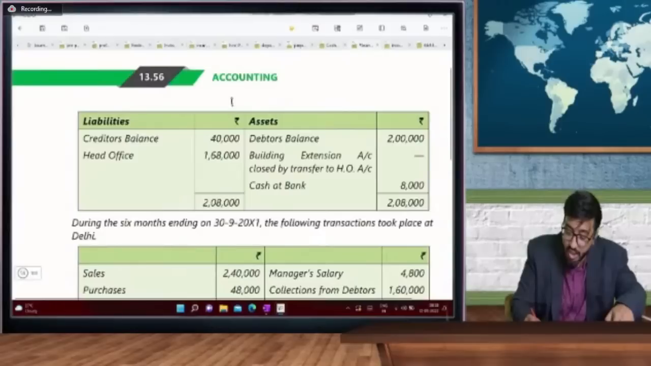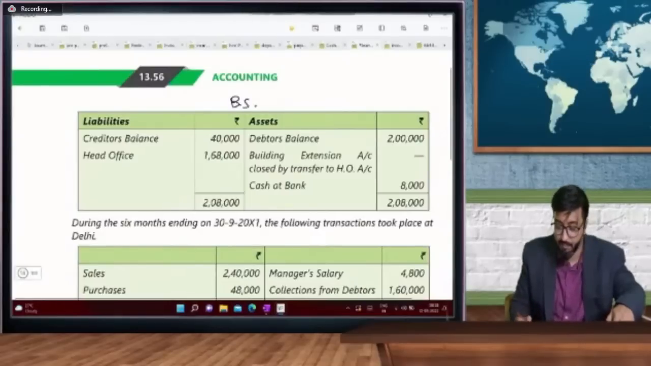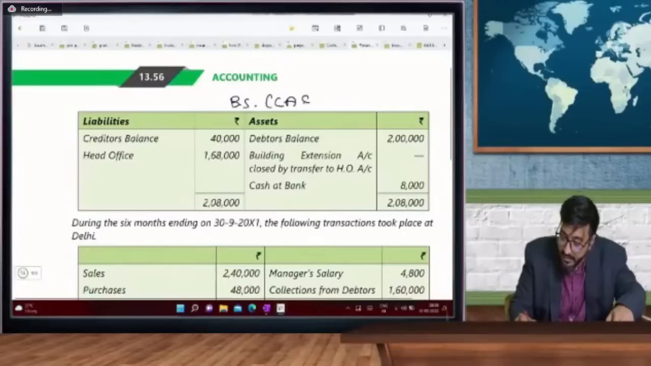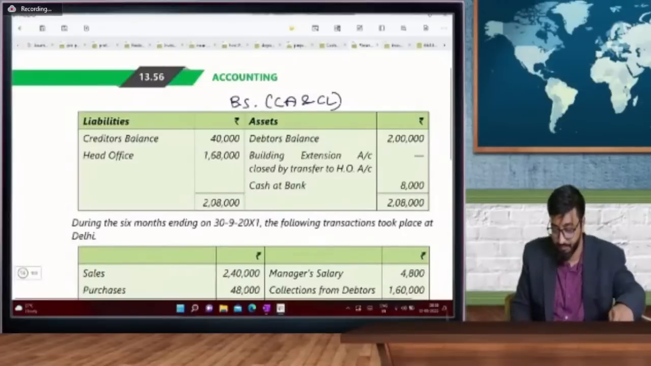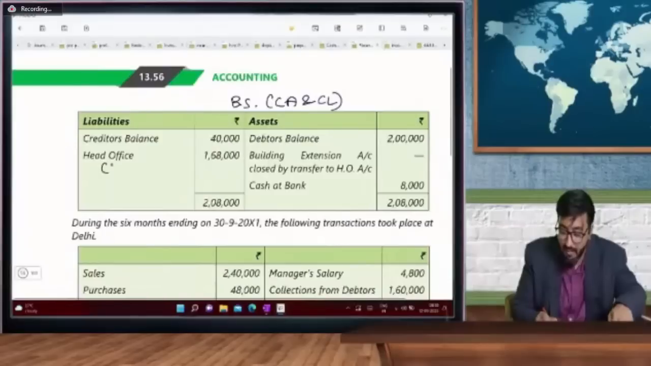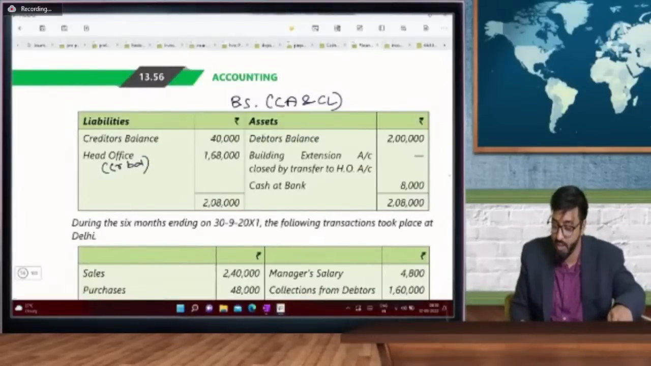Now, you can check here your balance sheet. There are only current assets and current liabilities, sir. Creditors balance. Head office always has a liability, a credit balance, always a credit balance in branch books. So this is the branch balance sheet: debtors, building, cash at bank.